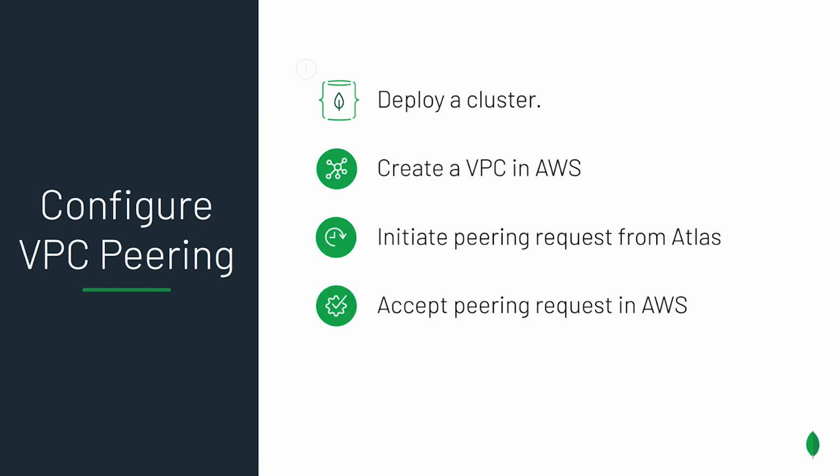Then we need to jump over to AWS and accept the peering request. In the EC2 console, in your VPC menu, you'll see the peering request come in. You click accept, and then the peering connection is active. And then lastly, we need to configure route tables. Without route tables, there's no way for our VPCs to communicate with each other. And you'll see how we do that when we jump into the demo. So let's hop over into the UI and start configuring our VPC peering connection in Atlas and AWS.